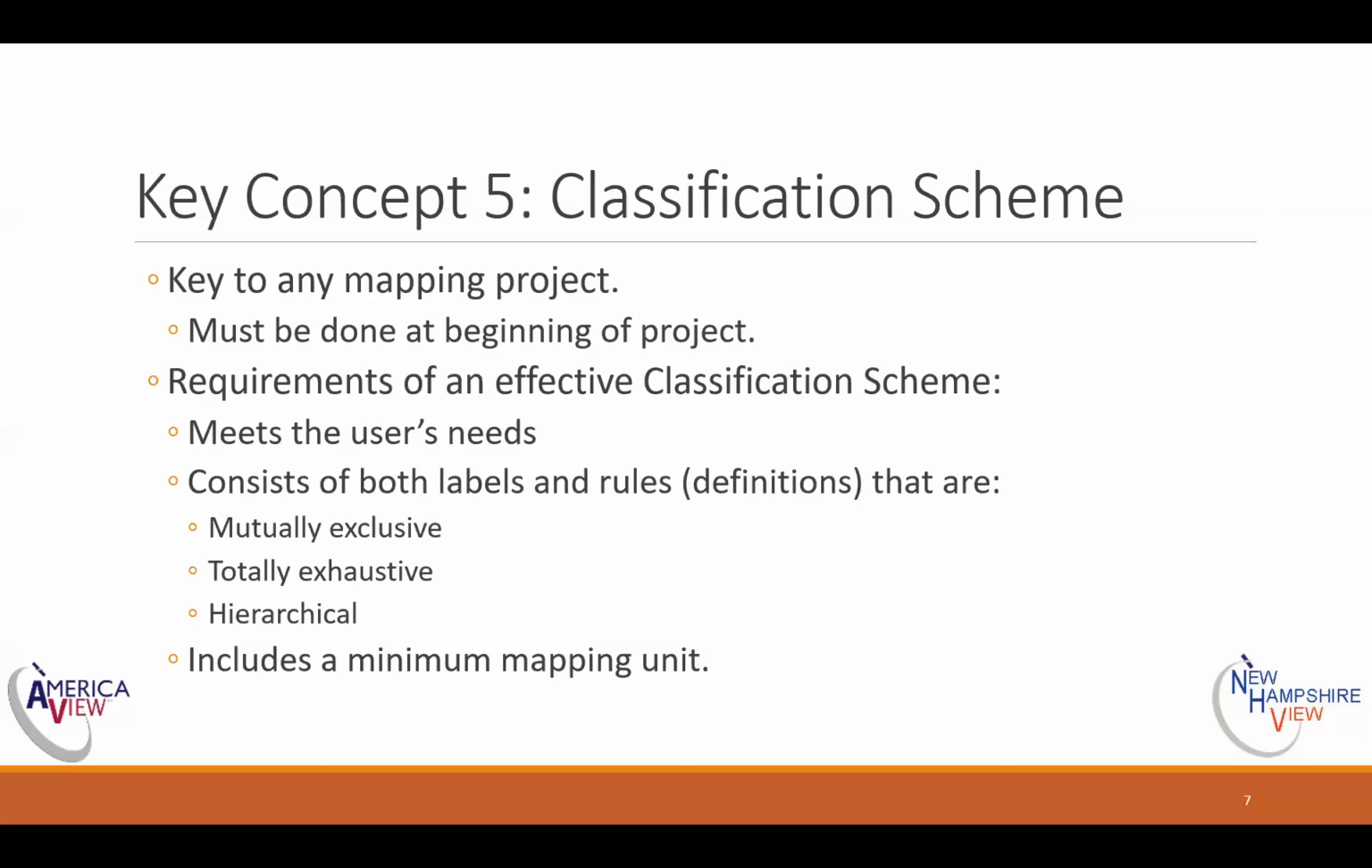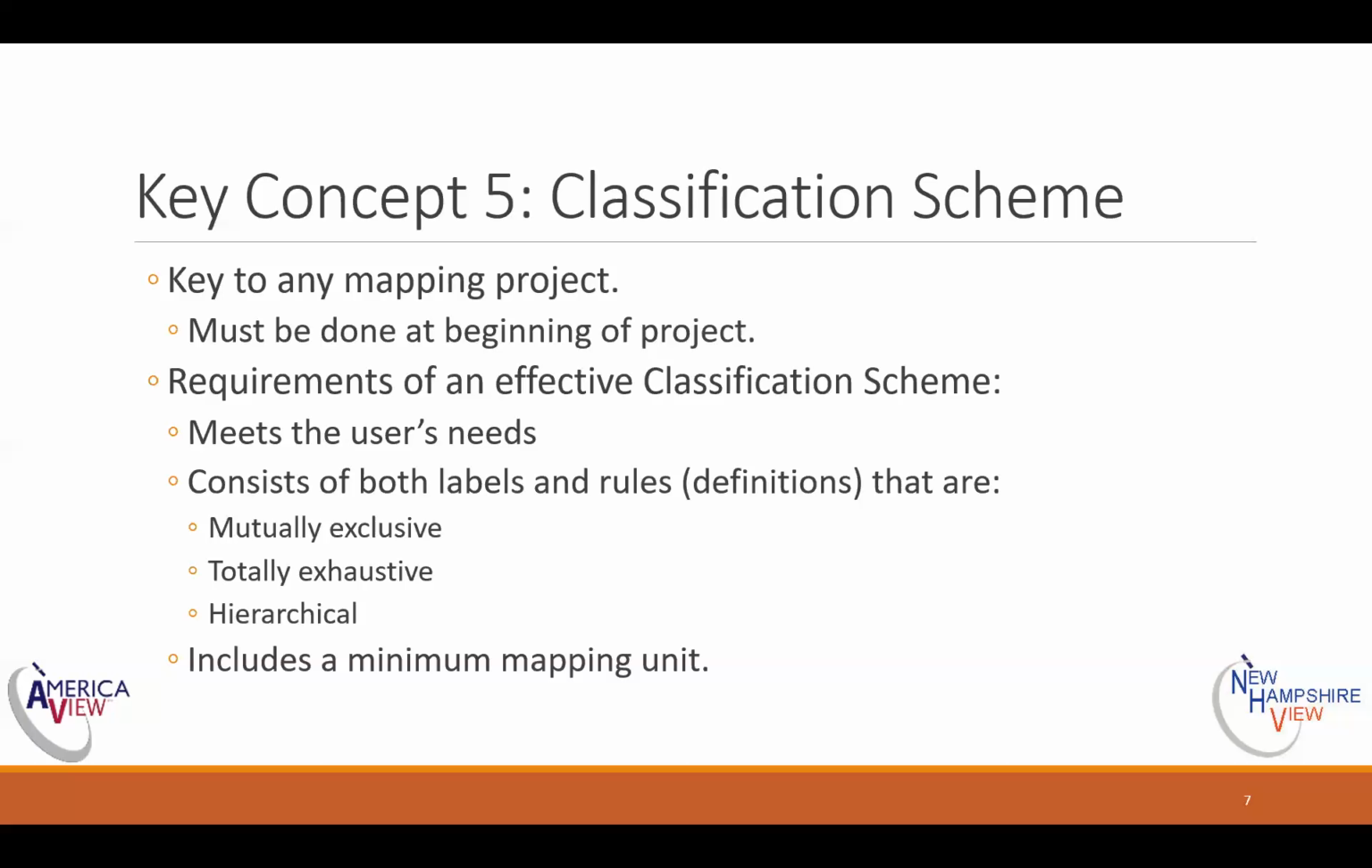Once you've got the labels and the definitions, then you want to make sure your scheme is what we call mutually exclusive, totally exhaustive, and then a very nice property is for it to be hierarchical. Mutually exclusive means that based on those definitions, you go to a place on the image or a place in the field, and that area can have one and only one label. Okay, there should be no confusion between what's going on. Okay, that's difficult to achieve.